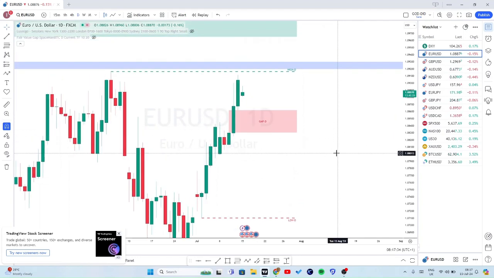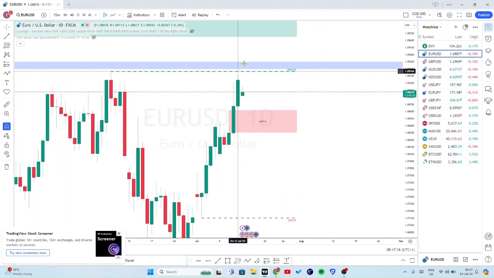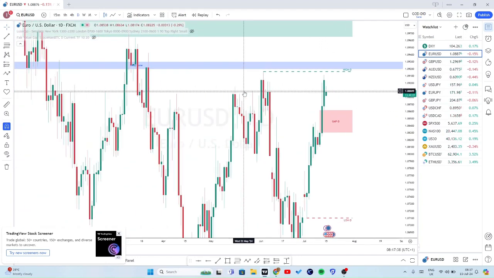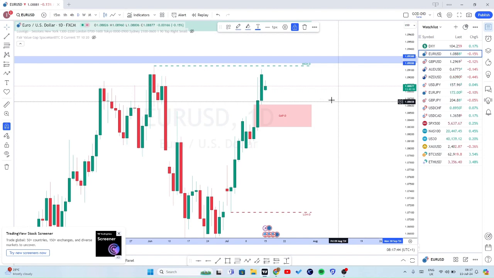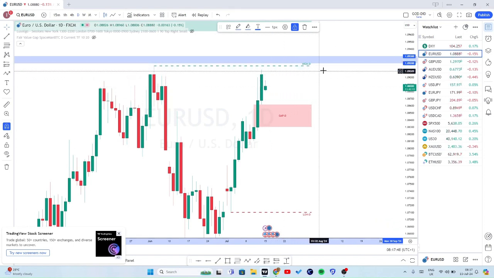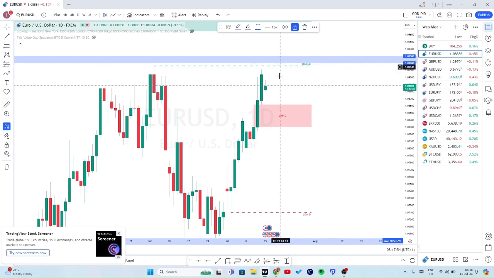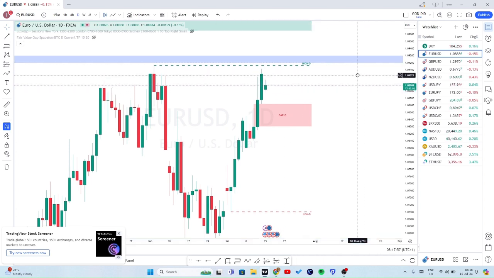For the Euro USD, we can see that Euro USD has been moving towards this strong area of resistance on the daily time frame, and that is at the 1.09200 level. And if prices do trade up but don't trade above the 1.09300 level, we could actually have an opportunity for a short trade.